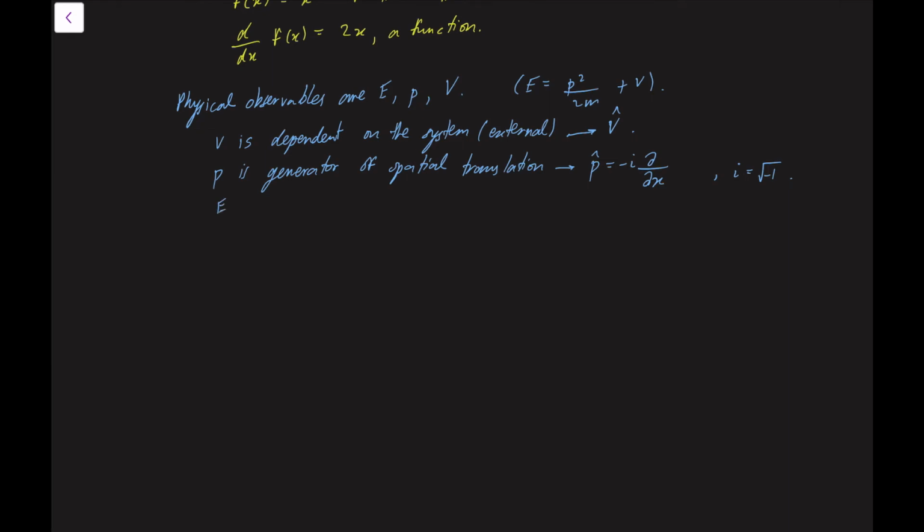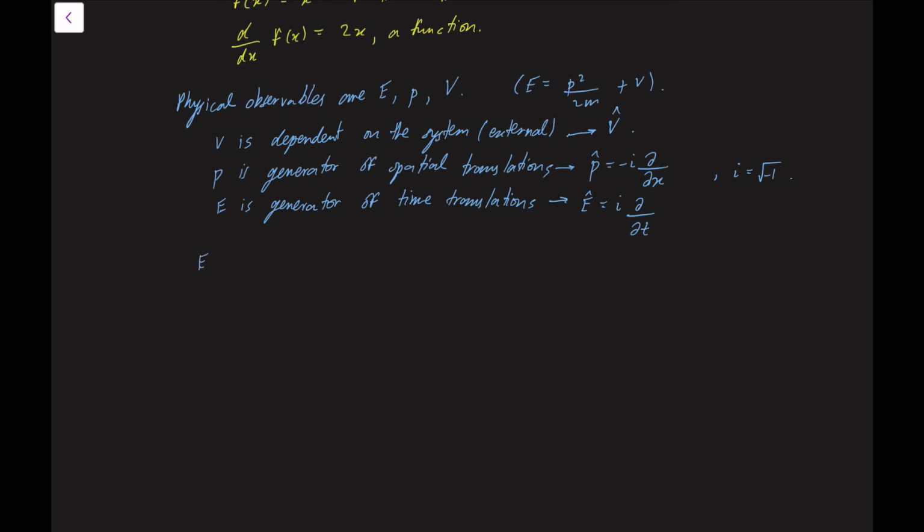And E, energy, on the other hand, is the generator of time translations. So just like momentum is the generator of spatial translations, E is the generator of time translations. So it would similarly be a derivative in time multiplied by some factor. In this case, the factor is positive i. Okay, so we have these three operators that represent the observables of energy, momentum, and potential energy.